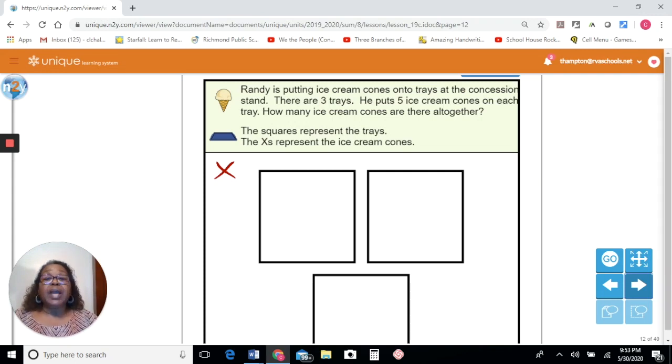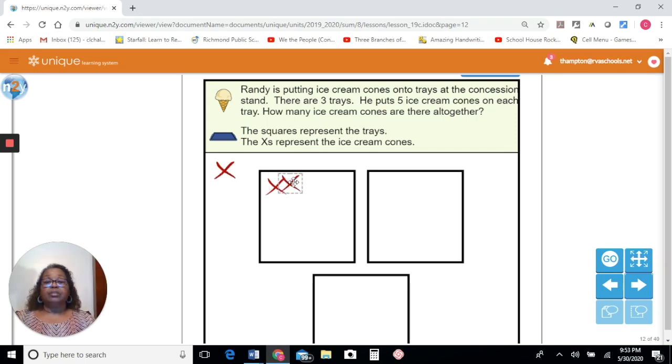Randy is putting ice cream cones onto trays at the concession stand. There are 3 trays. He puts 5 ice cream cones on each tray. How many ice cream cones are there altogether? Let's check our problem. How many trays are there? 3. Here are our 3 trays. He puts 5 ice cream cones on each tray. So let's do that. Our X equals the ice cream cones. And how many are we going to put on each tray? Yeah, 5. Let's do that.